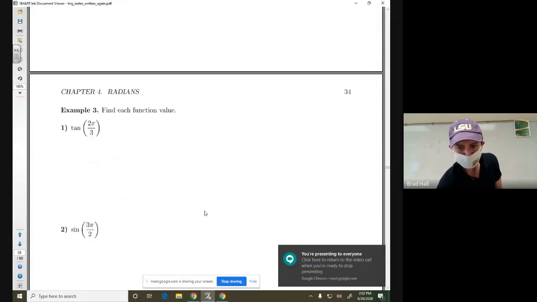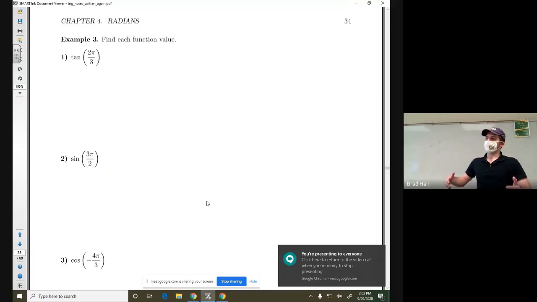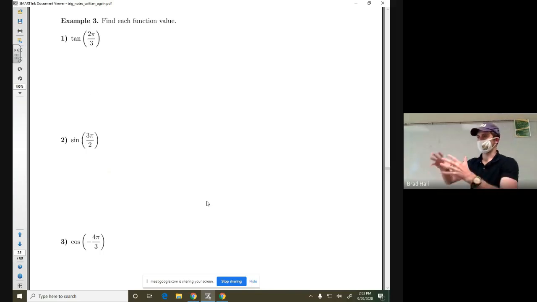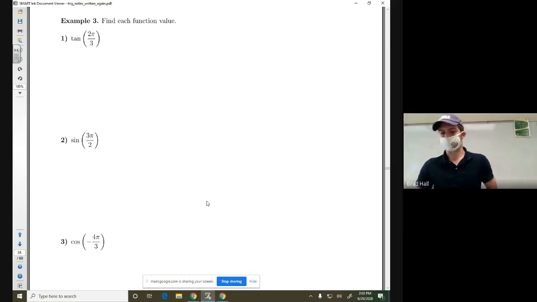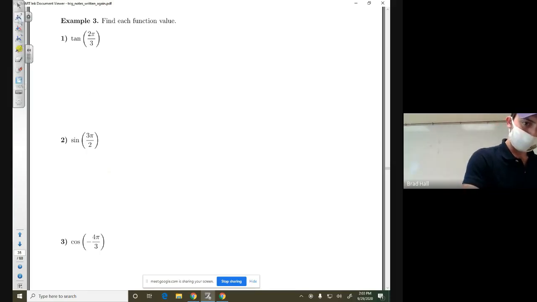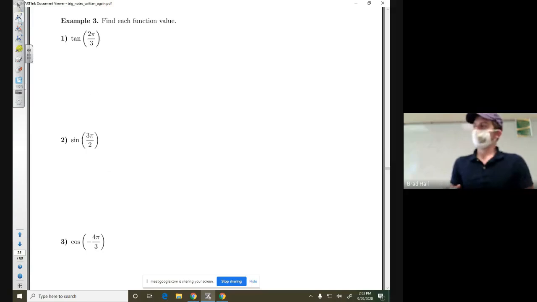let's step these up a notch. Before, we were converting from radians to degrees or degrees to radians, and now we're actually going to find function values. So find the tangent of this radian measure, the sine of this radian measure, the cosine of this radian measure, and see how standard problems like this would go. I'd like to start with 2 pi over 3 for the first problem.